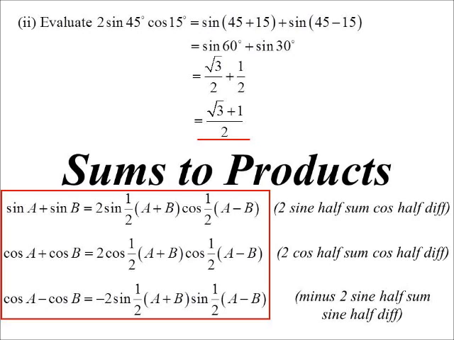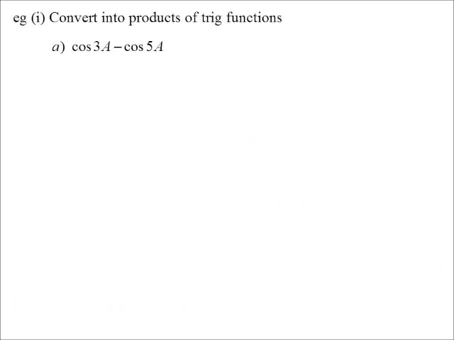So I think, okay, 2 sine half sum cos half diff, 2 cos half sum cos half diff. That's for the additions. For the subtraction, I'll go minus 2 sine half sum sine half diff. You'll notice there's not a sine A minus sine B there. I'll do an example in a sec to show you why, because I can use those ones to do it. So we're going to convert cos minus cos. Oh, minus in the middle, that's a bit different, so minus 2 sine half sum sine half diff.